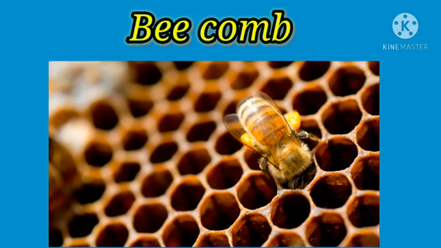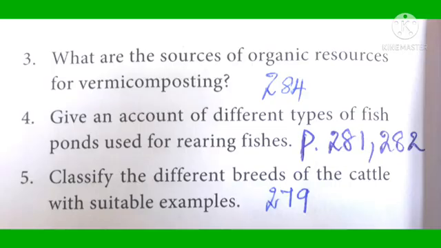Now we can mark the questions. Take your book, children. Turn to page number 288. Roman numeral 7, question number 3: What are the sources of organic resources for vermicomposting?